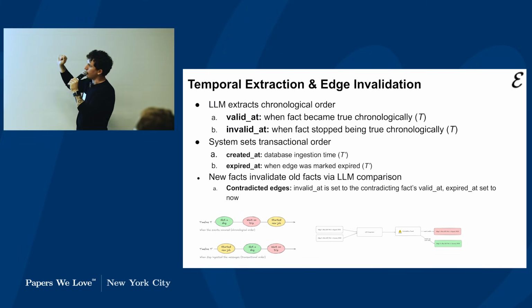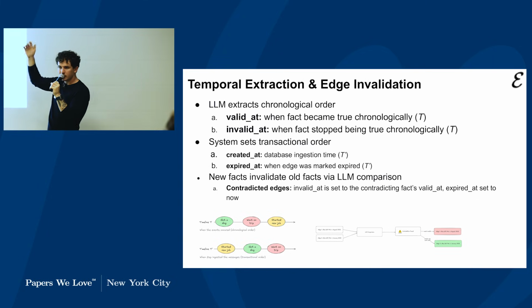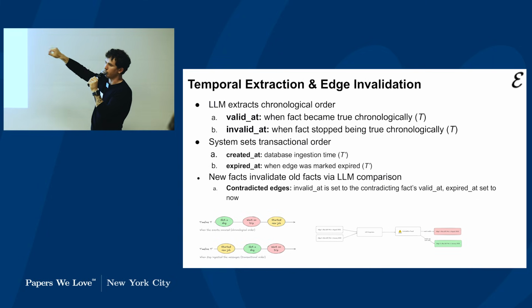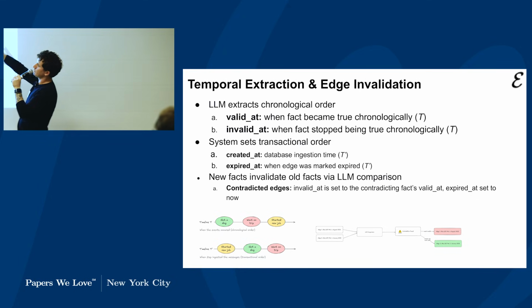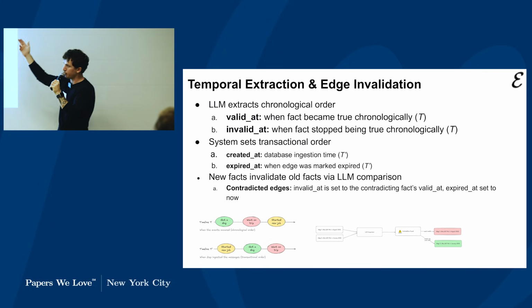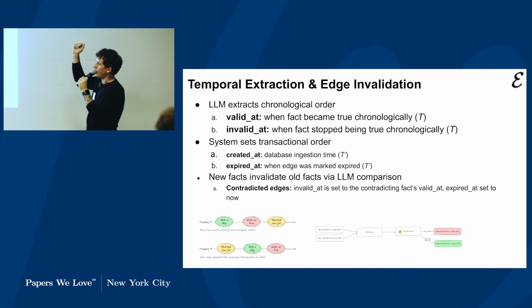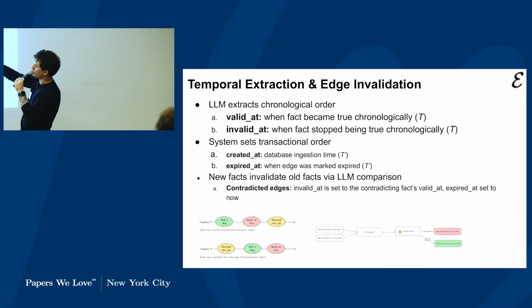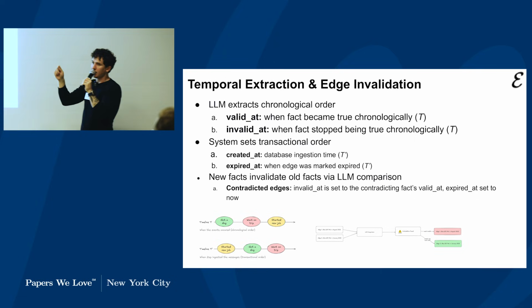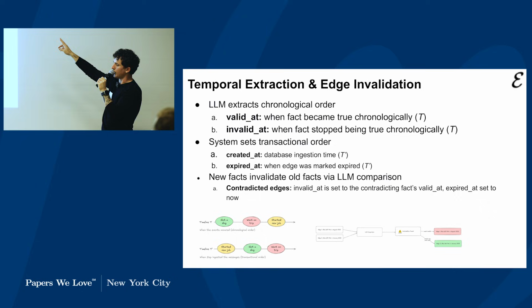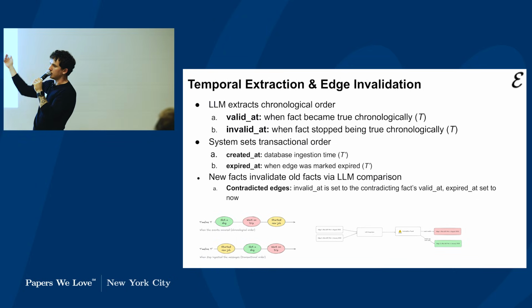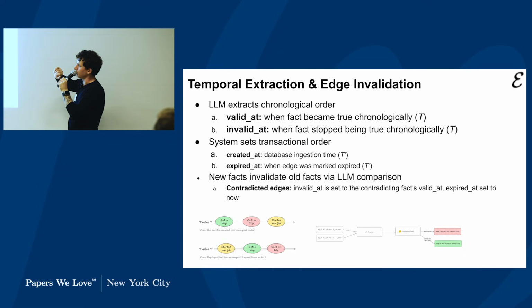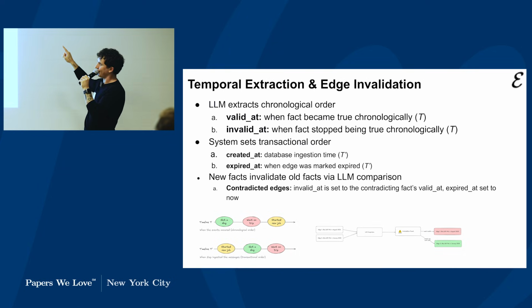Rylan is in Japan. But if I live in New York City, that's still true. I would not have an invalid at for I live in New York City. So that is how we get chronological order. The system sets transactional order. So created at is simple. It's just database ingestion time. And expired at is when the edge was marked expired. So if the edge was marked invalid at today, that expired at is always going to be today, even if the invalid at is a previous state, because again, we've got two timelines happening. That also took me a second to fully grok. It's a little confusing until you really start to think about it.